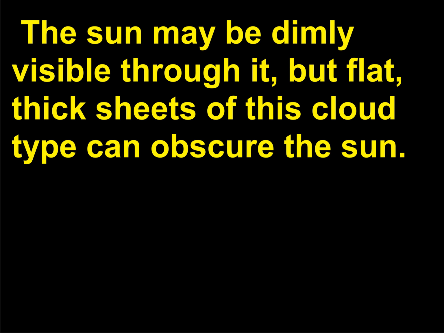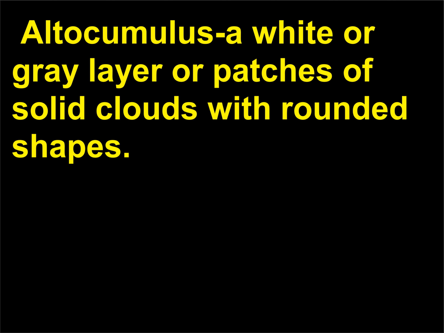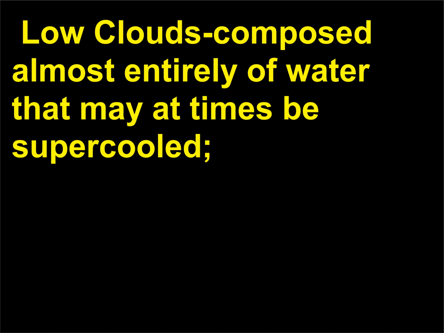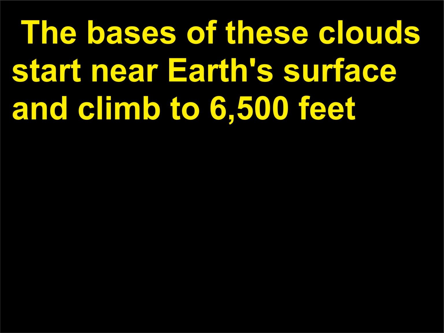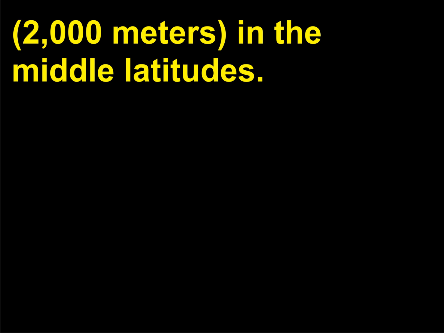The sun may be dimly visible through it, but flat, thick sheets of this cloud type can obscure the sun. Altocumulus: a white or gray layer or patches of solid clouds with rounded shapes. Low clouds composed almost entirely of water that may at times be supercooled. At subfreezing temperatures, snow and ice crystals may be present as well. The bases of these clouds start near Earth's surface and climb to 6,500 feet, 2,000 meters, in the middle latitudes.